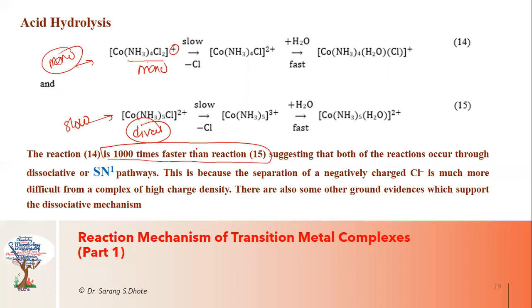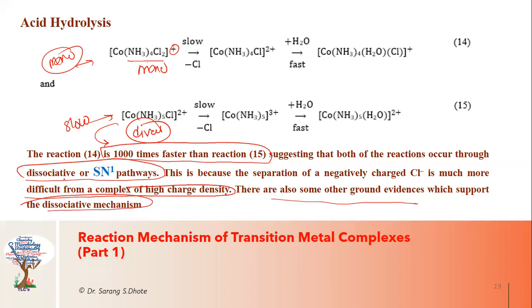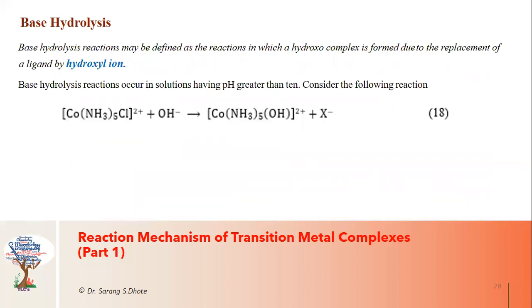तो यहाँ से क्या पता चलता है कि रिएक्शन जो है वो dissociative way से चलता है, that is SN1 का. So because the separation of the negatively charged Cl minus is much more difficult from a complex of a high charge density. यहाँ से high charge density होगा तो काफी difficult हो जाएगा. So there are also some other ground evidence which support the dissociative type of mechanism. So that acid hydrolysis जो होगा वो आपका follow करेगा SN1 type का मेथड.